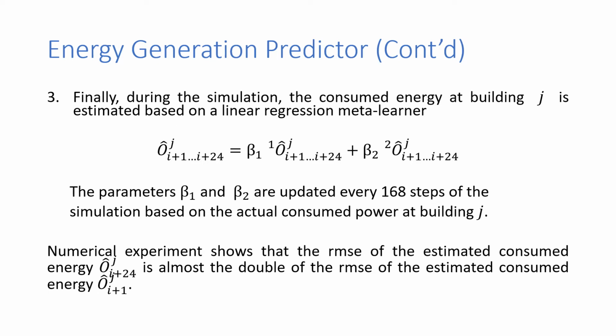The meta-learner parameters, beta 1 and beta 2, are updated every 168 steps of the simulation based on the actual consumed power at building J. Numerical experiments show that the root mean square error of the estimated consumed energy after 24 steps is almost double the root mean square error of the estimated consumed energy after a single step.